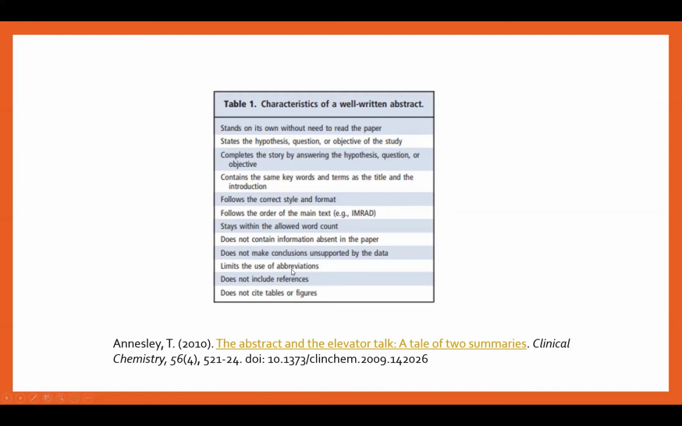Limit the use of abbreviations. And this is important: you don't need to include references in your abstract. For many of you using AMA, the American Medical Association numerical version, but for those of you using parenthetical citations, that can really cut down the number of words. And you also don't cite any tables or figures, right? So really the abstract stands by itself without having to refer to anything else.